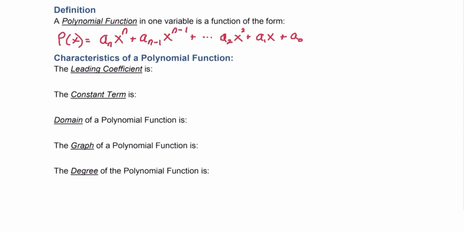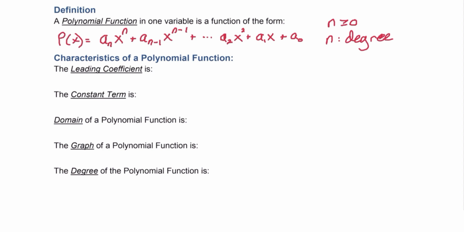The a's are coefficients on each of the terms, and n is going to be a whole number. That means n is an integer that is greater than or equal to 0. So 0, 1, 2, 3, and so on. n is also what we call the degree of the polynomial.